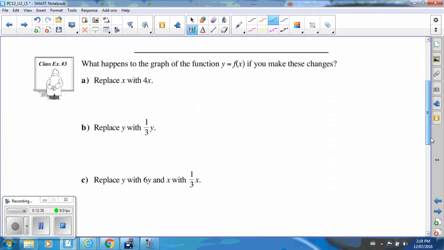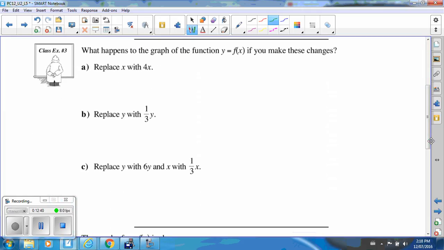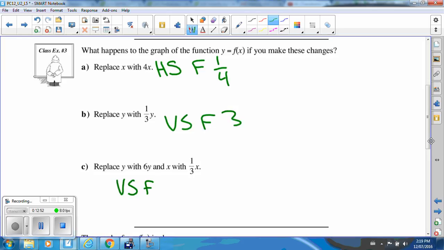What happens when we make this? If x gets replaced by 4x, it gets stretched horizontally by a factor of 1/4. This is going to be vertical stretch factor 3, and this is going to be vertical stretch factor 1/6, and horizontal stretch factor 3.